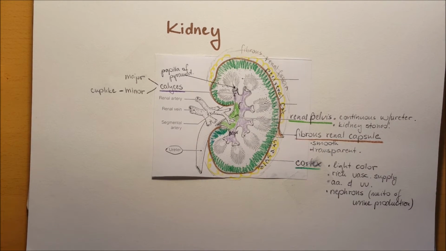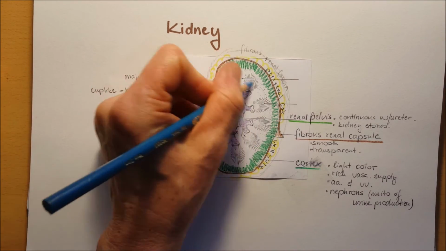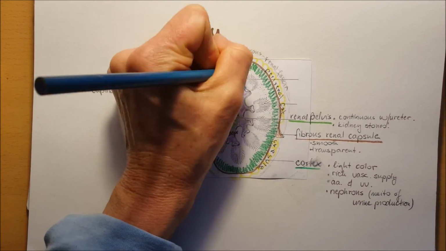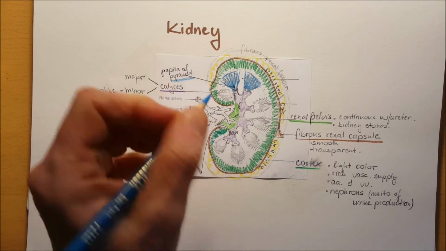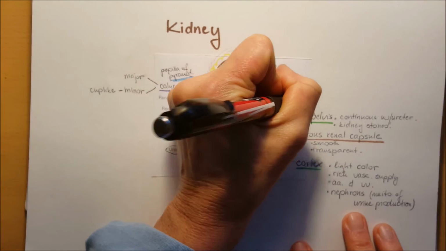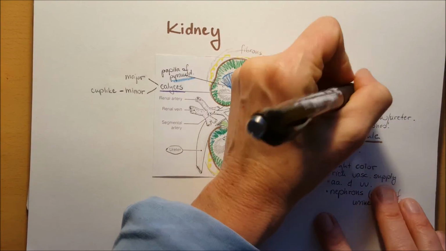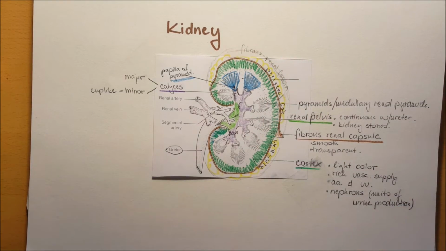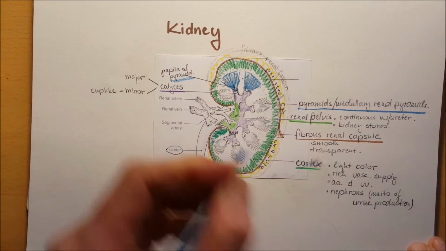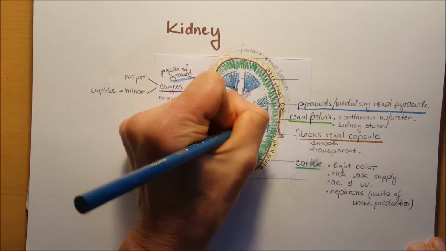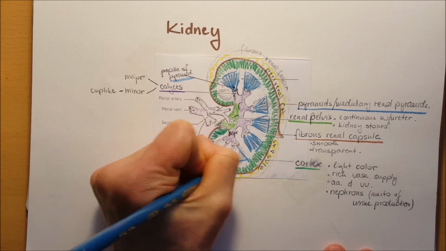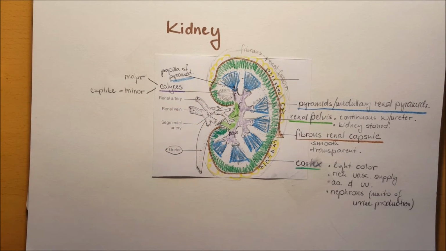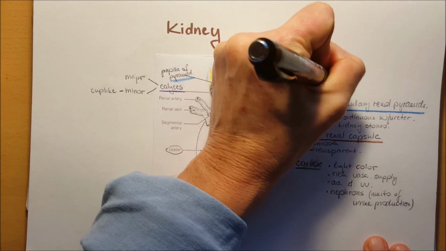More towards the renal pelvis is the medulla of the kidney. What I'm coloring is the medullary renal pyramids, or the pyramids. They have a pyramid shape, and on the drawing it also has stripes, so it will be important. You really can see it on the kidney we will dissect hopefully next class. It's a little bit darker color.